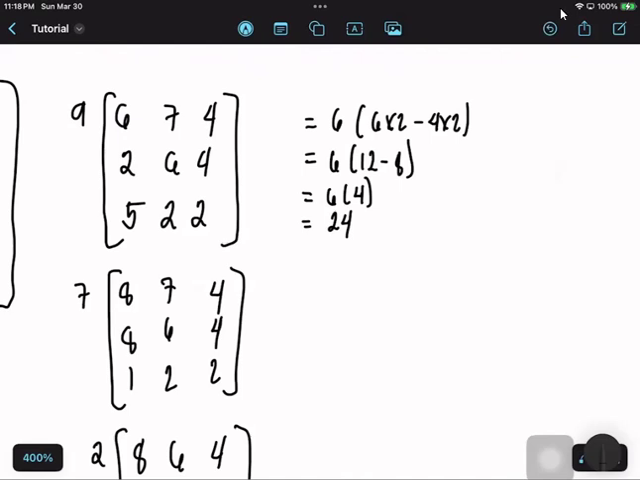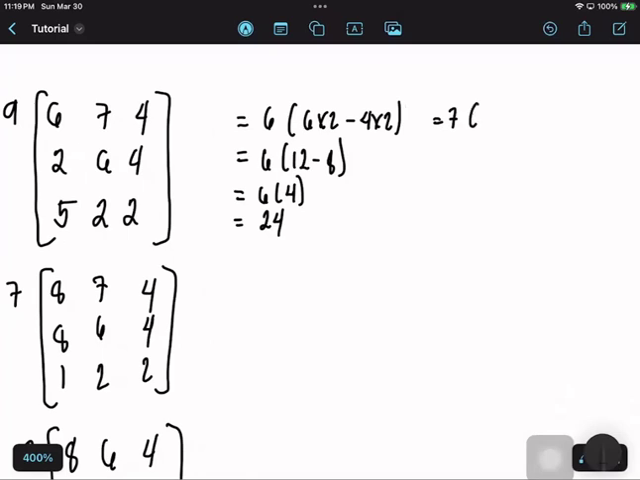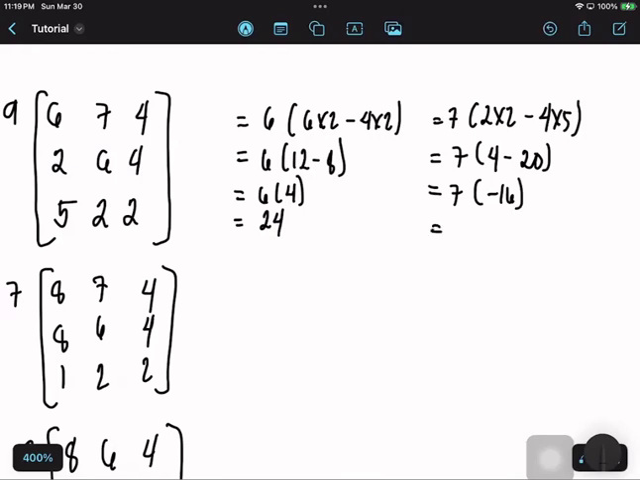Next will be the 7. So for the 7, it will be basically 2 times 2 minus 4 times 5. So it will become 4 minus 20. Calculating that 4 minus 20, it will become negative 16. So times the 7, it will become negative 112.